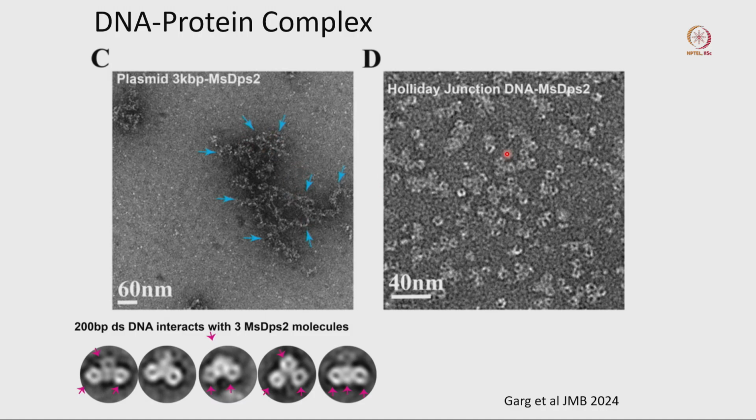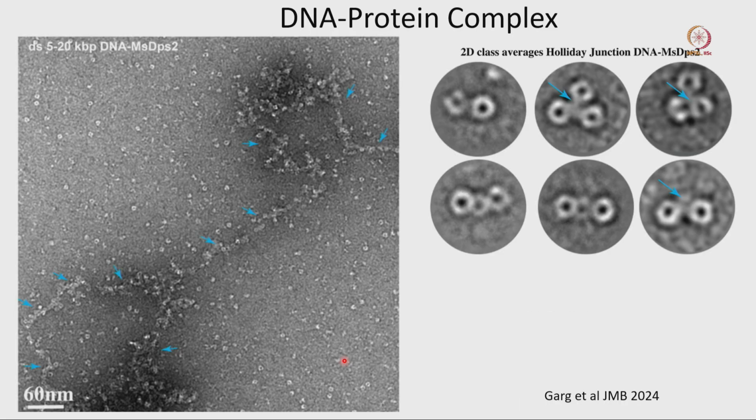There we also use another type of molecule, called the Holliday junction DNA, where we put this MSDPS2 protein. Based on this DNA architecture, we can see that 4 MSDPS molecules interacted with that Holliday junction DNA, forming this kind of complex architecture.